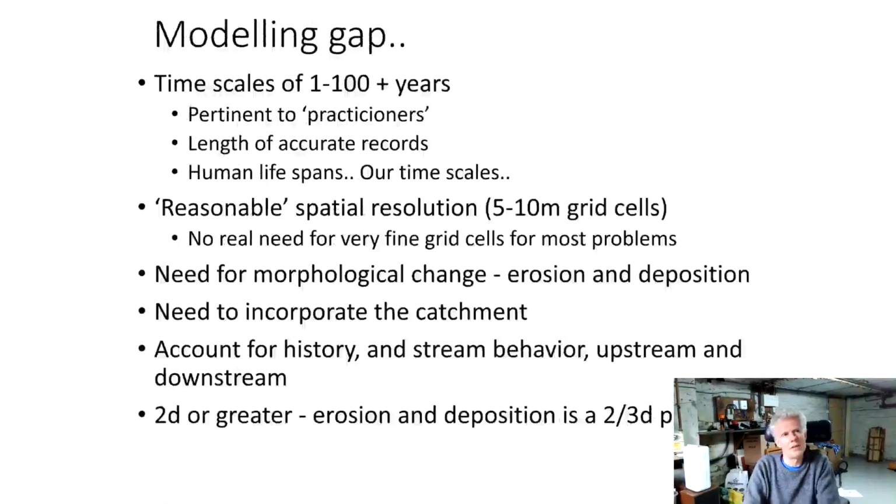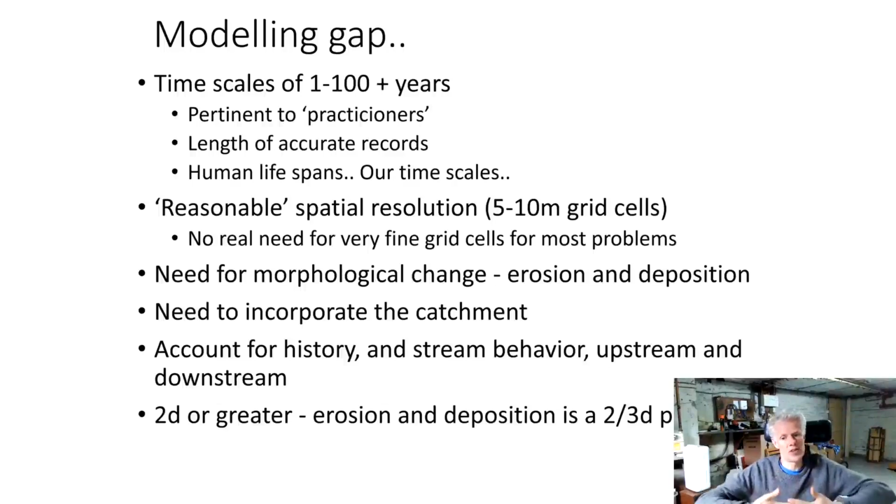And so this led to what we call a modelling gap, which we hope to plug with CAESAR-Lisflood, where we have timescales of 1 to 100 to 1,000 years, timescales that are important to practitioners, people looking for practical issues in drainage basins, our length accurate records, and also our human timescales, if you like. Something that could operate over a reasonable grid resolution, say 5 to 10 metre grid cells, because there's no need for very fine grid cells for most problems.